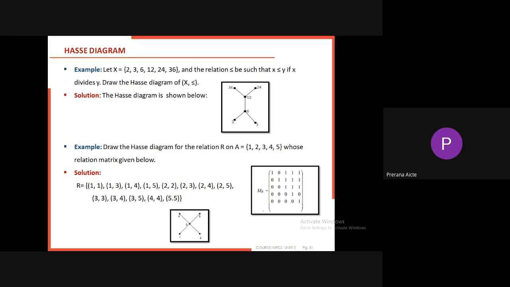And these are some more examples. Let us say X equals {2, 3, 6}, and the relation is less than or equal to. Now the Hasse diagram can be drawn like this. Similarly, the other set is {1, 2, 3, 4, 5}, and for that the relation is given like this, and the Hasse diagram can be constructed like this. Here a matrix is given. From the matrix we can construct the relation by means of ordered pairs. From there I can draw this particular Hasse diagram.